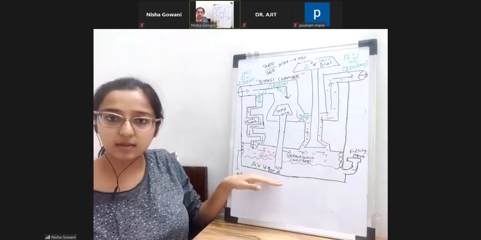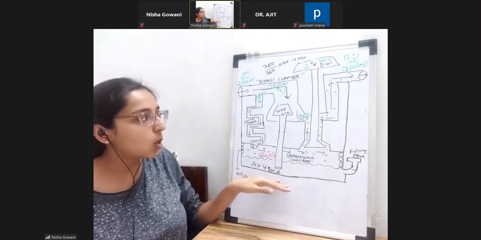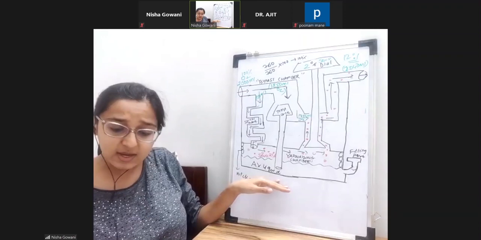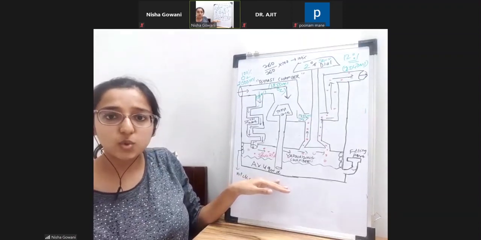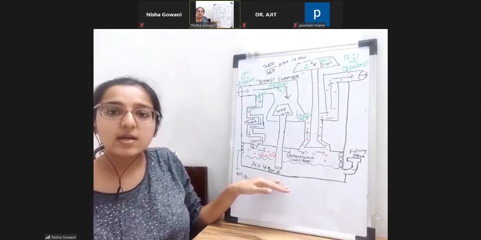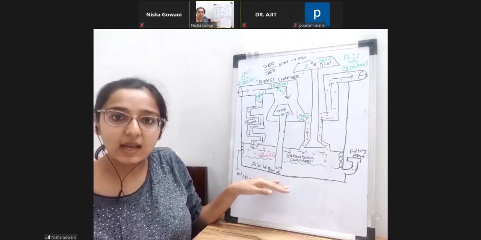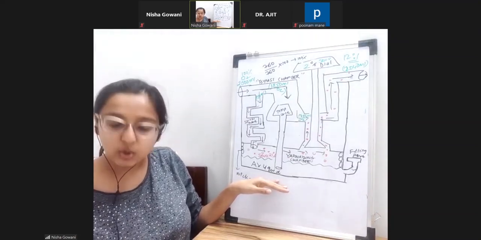The vaporizer which I have drawn here has a temperature compensating cone. There are other vaporizers which don't have a cone, but they have some other metallic element, a thermal element.